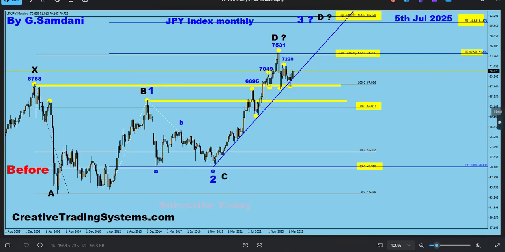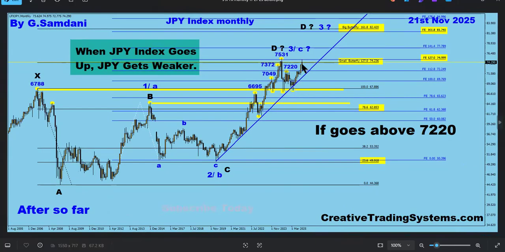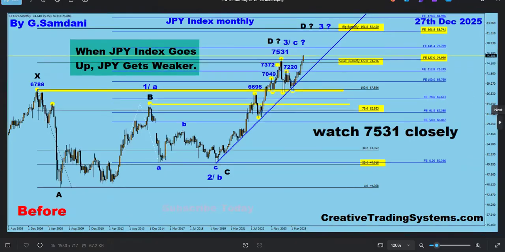So what happened to this chart? It went up a little bit, and I said, well, if it goes above this, then we continue going to the upside. And when the yen index goes up, yen gets weaker, and all yen pairs also go up. Now, see what happened. It got very close to this, and I said, okay, if it goes above this, and it came very close to that again, hitting the 127 extension, and then finally we went above this high. This is the highest point.